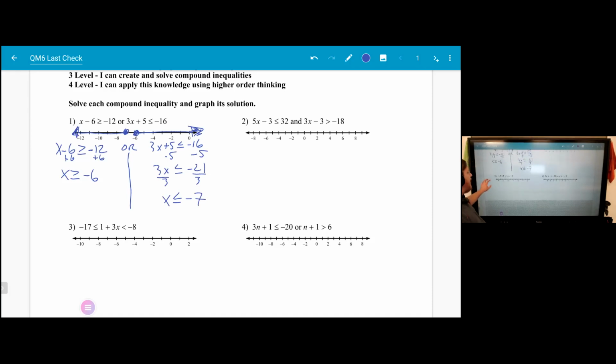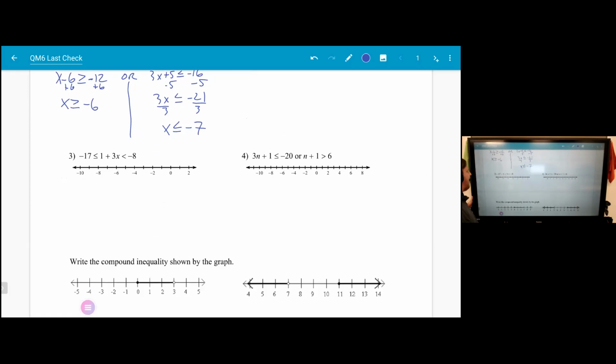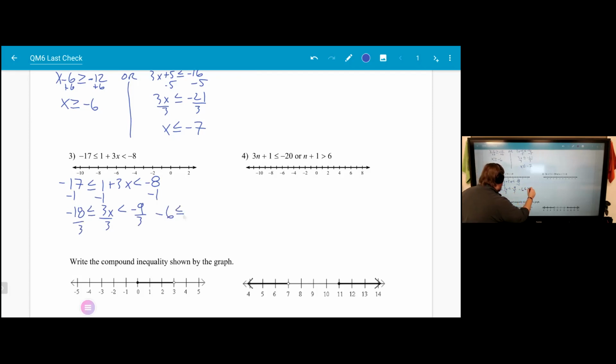Let's look at number 3. Number 3 is an and because it doesn't say or. Negative 17 less than or equal to 1 plus 3x, which is less than negative 8. I'm going to solve that middle part by subtracting 1 from everything, which gives me negative 18 is less than or equal to 3x, which is less than negative 9. Going to finish isolating x by dividing everything by 3. I have negative 6 is less than or equal to x, which is less than negative 3.